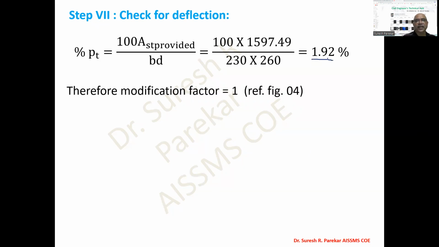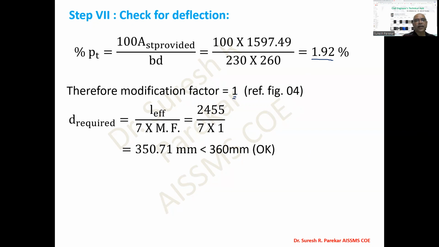For this percentage of reinforcement, if we go to Figure 4, we have a modification factor of 1. Substituting this, L effective is 2455 upon 7 into 1, which gives 350.71. This is less than 360, which is D provided. So our check for deflection is also satisfied.